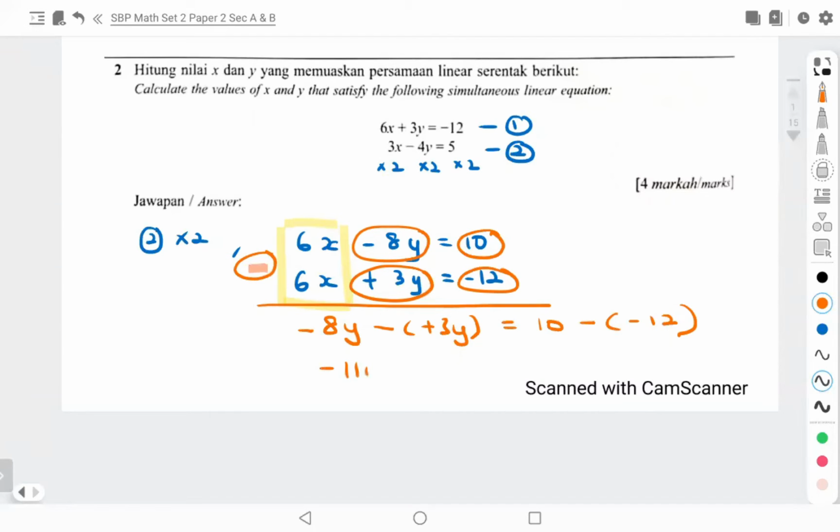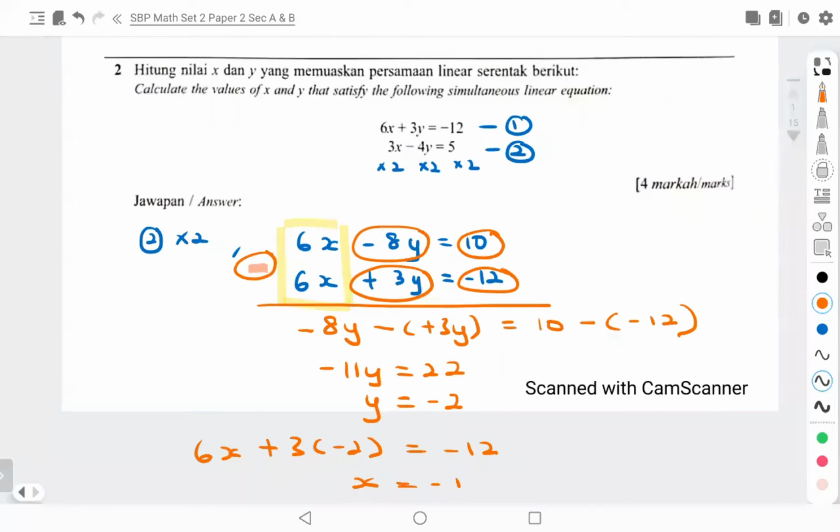So you get negative 11y equal to 22, so y equal to negative 2. Then only you sub into the first equation and find back the value of x. So 6x plus 3y, 3 times negative 2, just substitute, equal to negative 12. So you will get x equal to negative 1. It will be better if you just do a simple conclusion here: x equal to negative 1, y equal to negative 2. Then you get the answer.